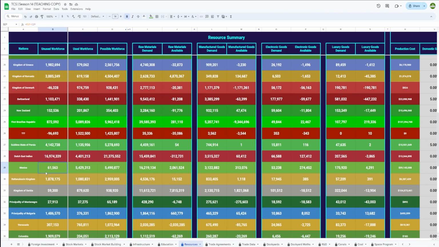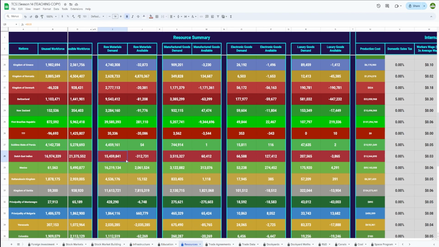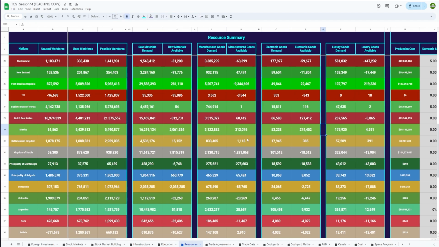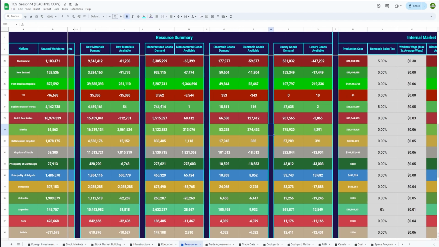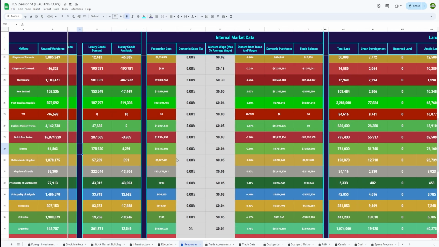Mexico has a huge amount of their workforce used, and we'll go through and see if that's being used correctly. Here you can just see how many are available. This is a quick little way of looking at it. It's informative. It's self-explanatory. Coming over here to internal market data.